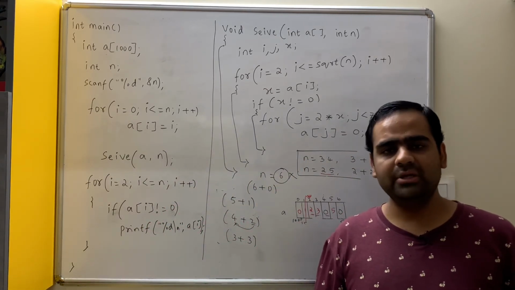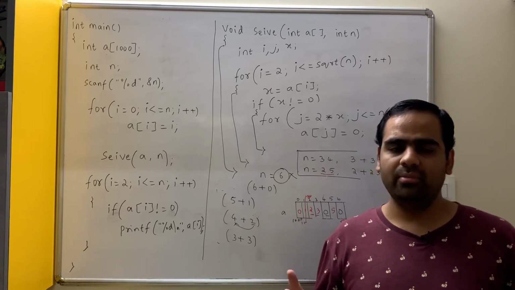This is an assignment. Please do it. How do we express a number as sum of two primes?